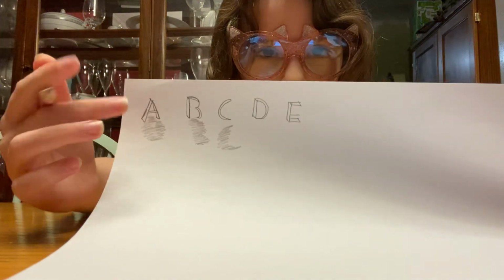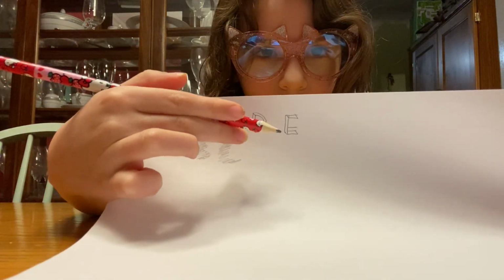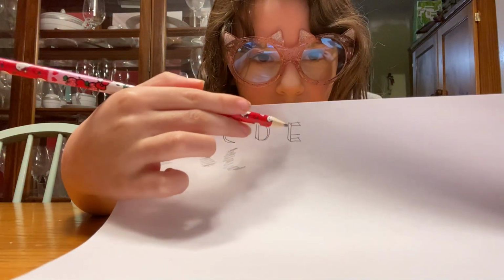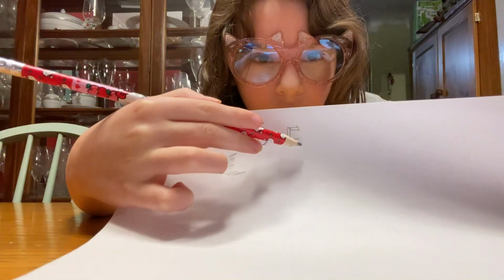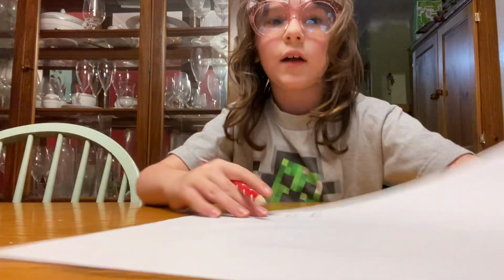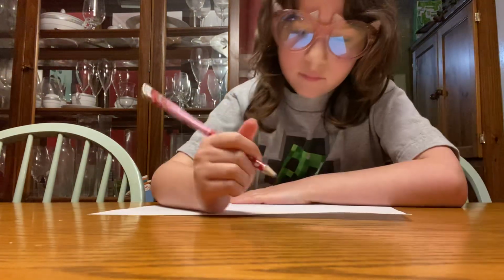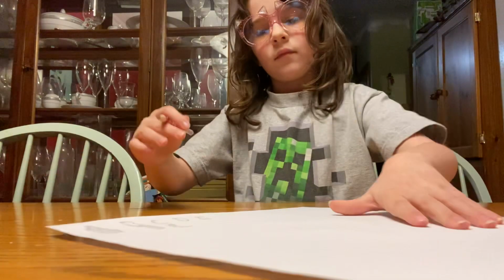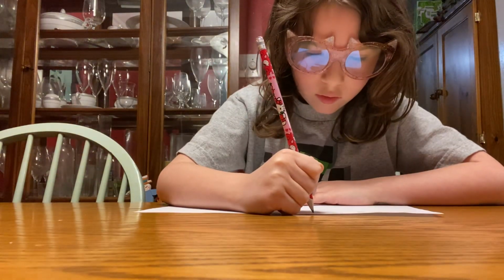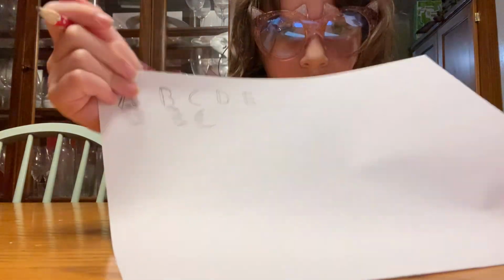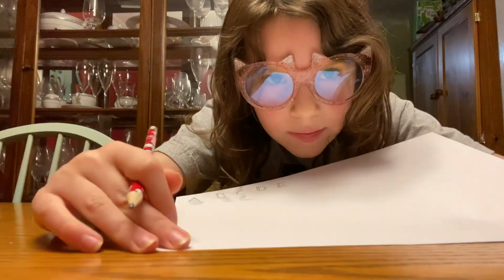So do the two diagonal lines, connect them, go like that, diagonal line, go to the side, go that way, diagonal line, that, and now do that. And then draw another diagonal line. I just want to get on with this. It's done. And there you have E.